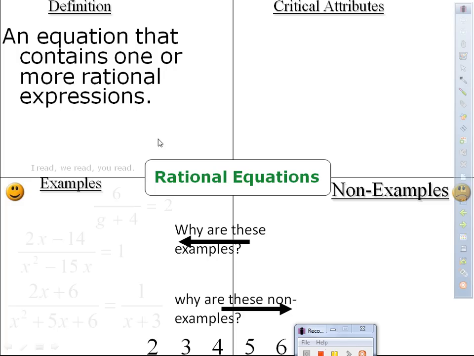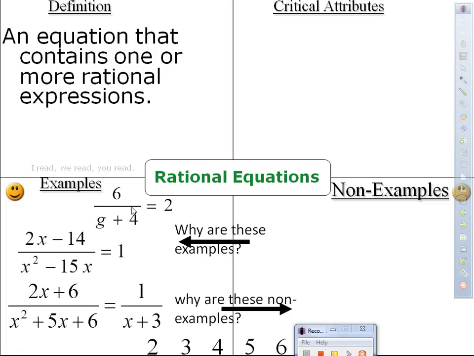Examples. 6 over g plus 4 equals 2. 2x minus 14 over x squared minus 15x equals 1. Of course, 2x plus 6 over x squared plus 5x plus 6 equals 1 over x plus 3. These are all examples. You should be almost done copying that.